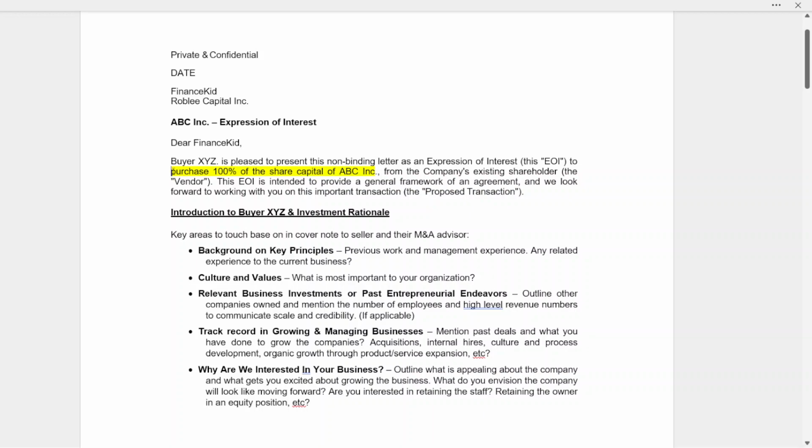So right away in the first section here, you can see that you need to address what you're looking to do. I'm looking to buy 100% of the business, and I'm buying the shares of ABC Inc., the selling entity. That would obviously differ if you're looking to buy the assets, or if you were looking to buy a majority control, 70, 80%, and the seller holds back 20%, right?